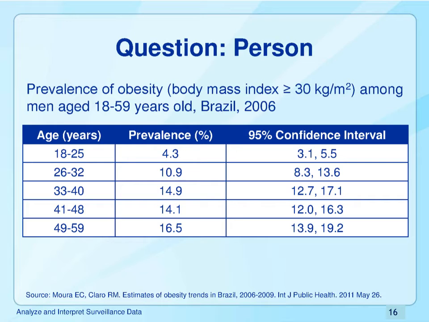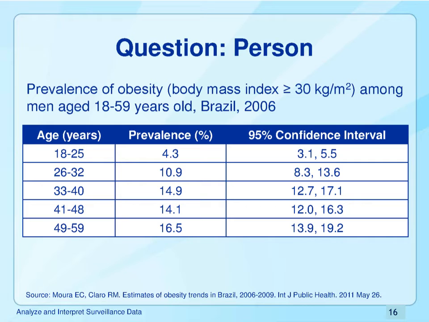So this table summarizes the prevalence of obesity among men aged 18 to 59 years old in Brazil during the year 2006. Now, what conclusions would you make about obesity prevalence in young men compared with the prevalence in older men in this sample? So why don't you take a second, pause the recording, look at the table, and do just that. See what you can make out in terms of the prevalence of obesity in young men as opposed to older men in this sample.